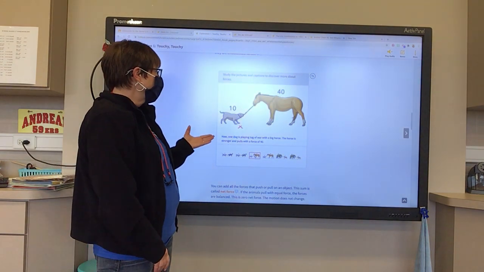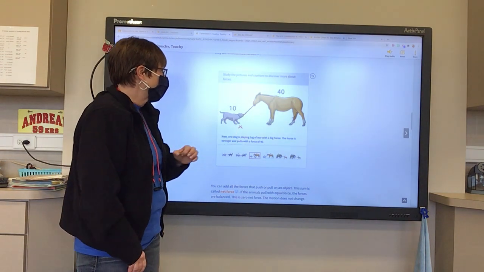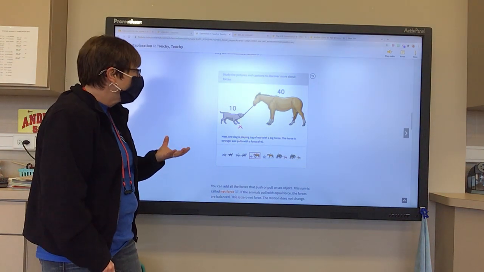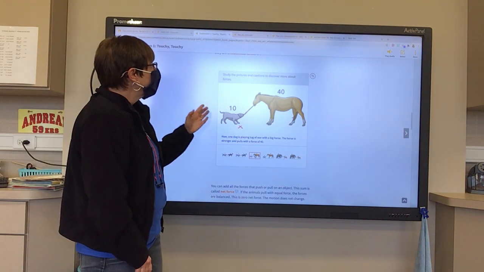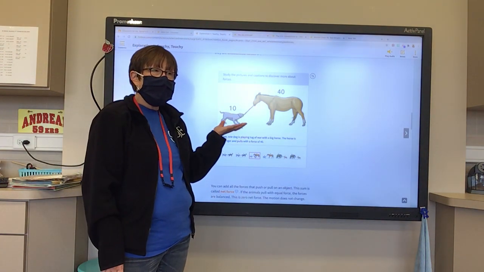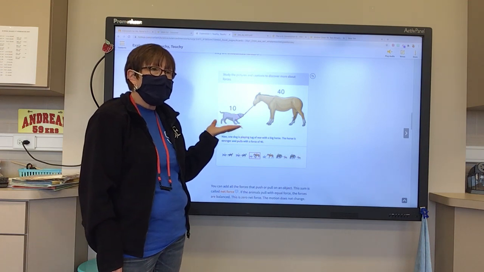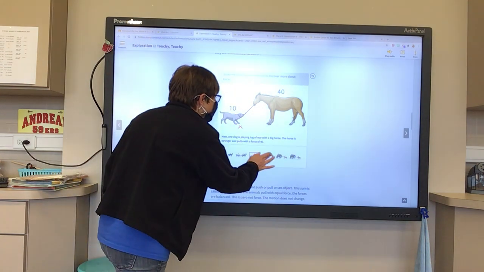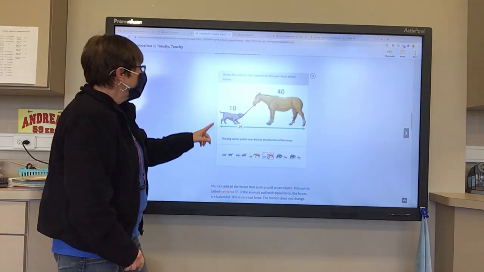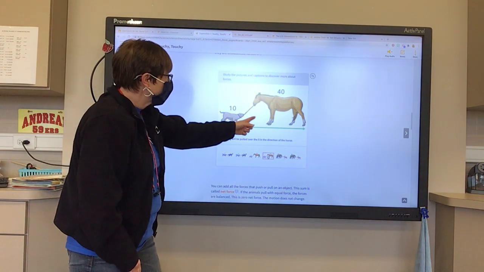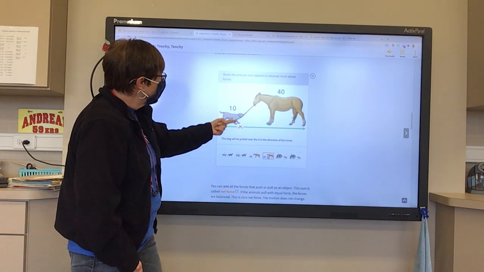Now one dog is playing tug of war with a big horse. The horse is stronger and pulls with a force of 40. So is this a balanced force here? What do you think, boys and girls? What do you think, Olive? Unbalanced. It's unbalanced. The dog will be pulled over the X in the direction of the horse. Do you see how the dog is moving that way?